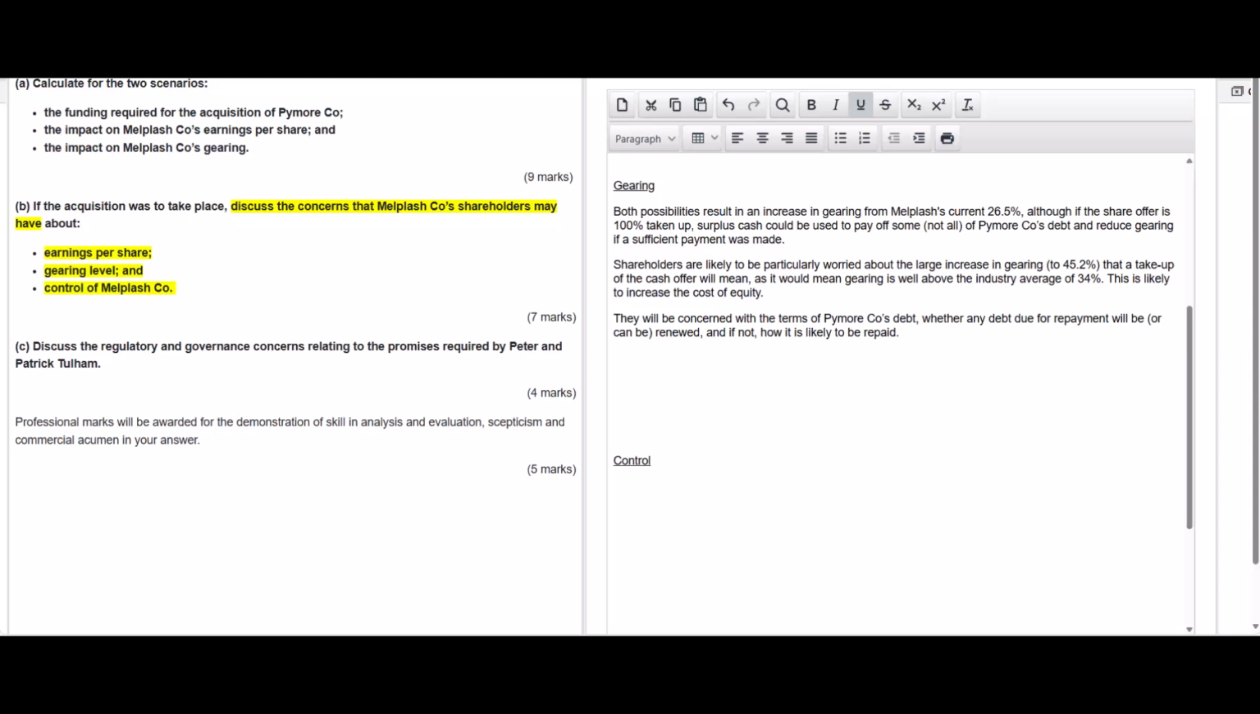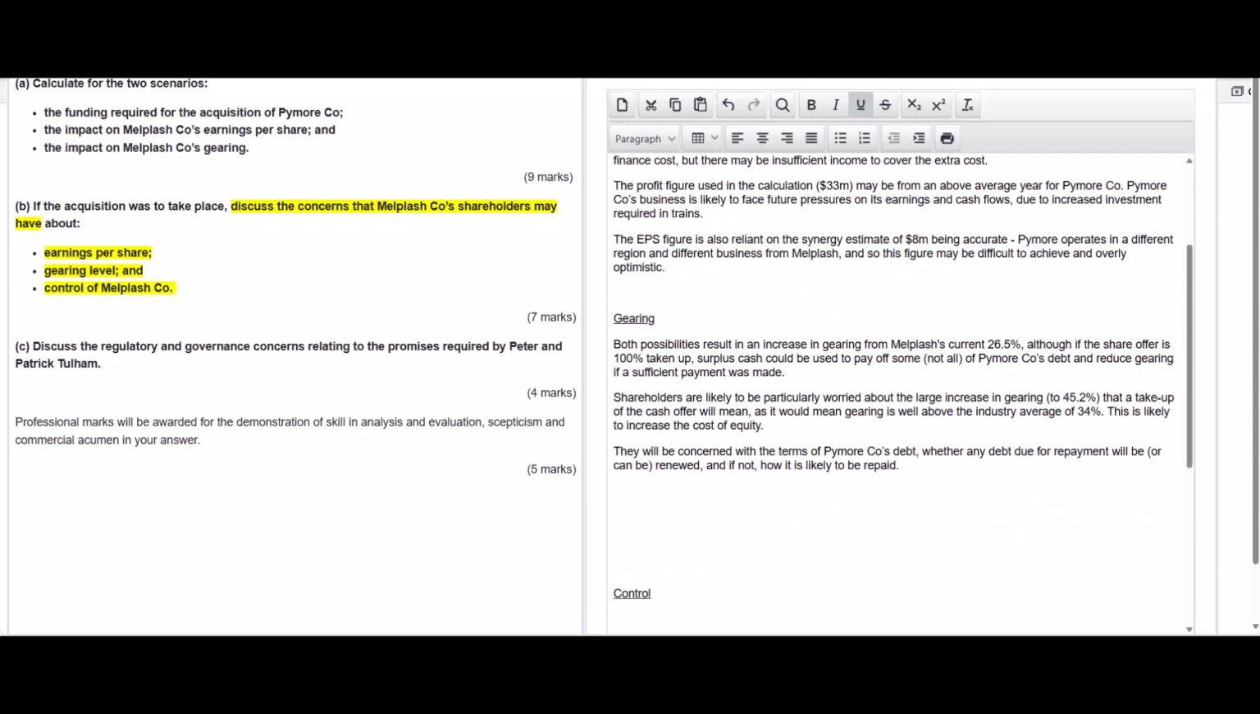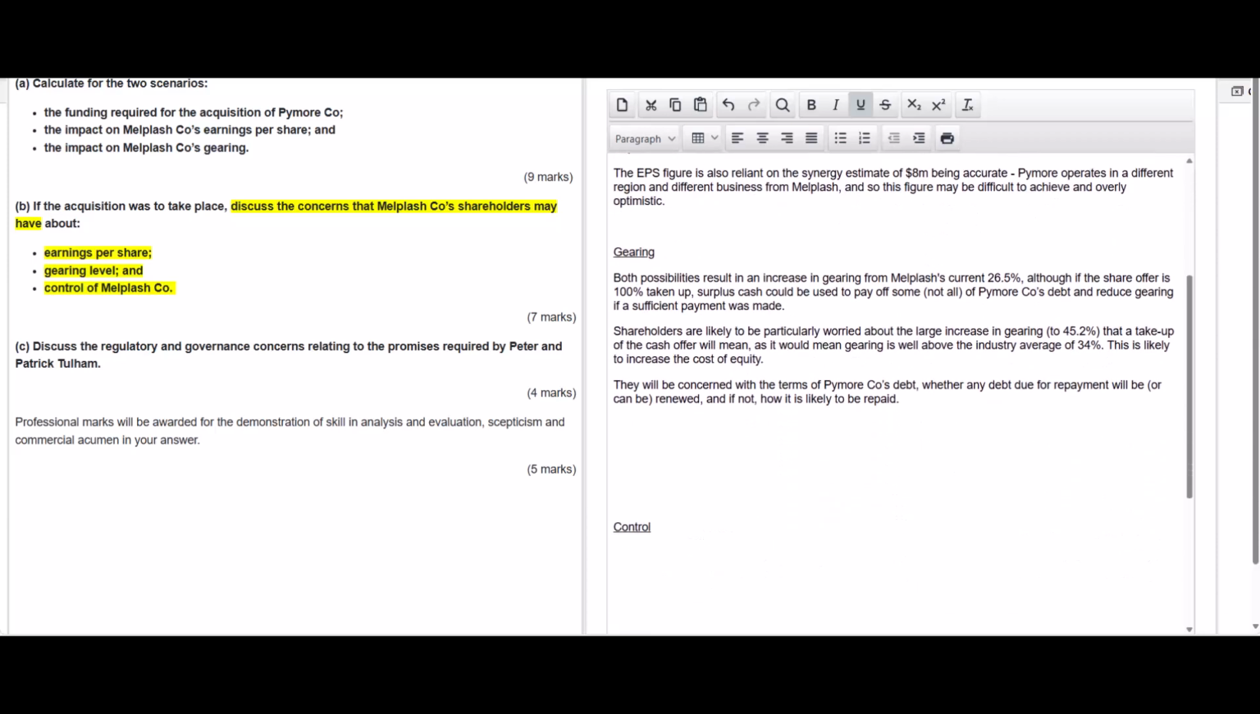And they're also likely to be concerned about Pymore's existing debt. So would any of that become repayable, or would it be renewed soon, and how that's going to be repaid? So there are a few other things they would be concerned about. Again, there are other things we could talk about here. I'm going to move on just because it's only 7 marks and you don't have all that much time, but lots of other things we could have talked about in there.